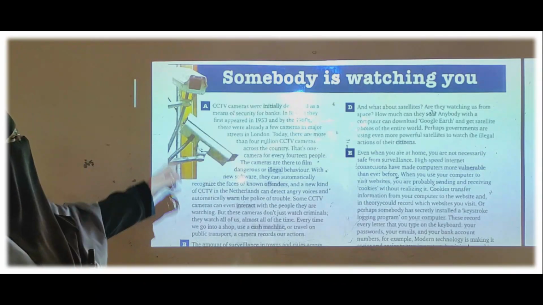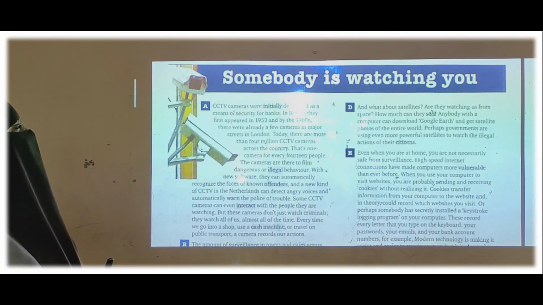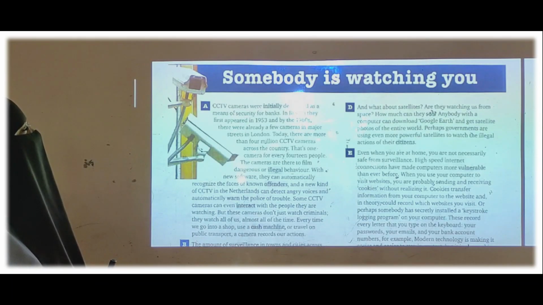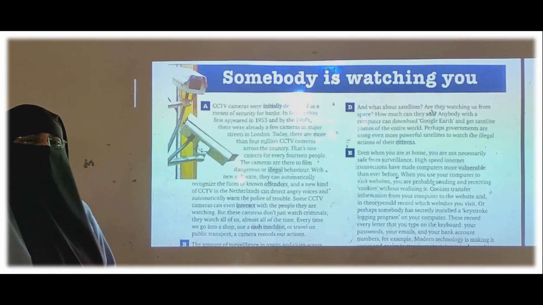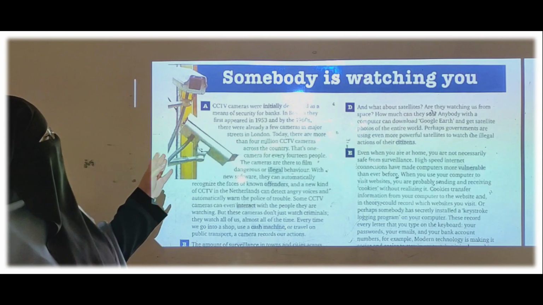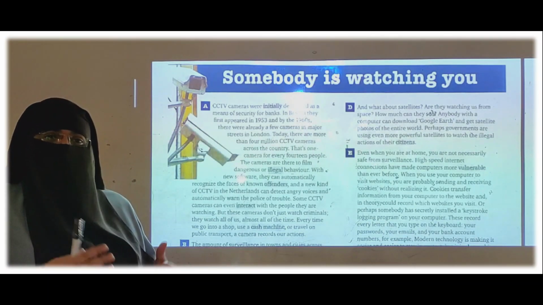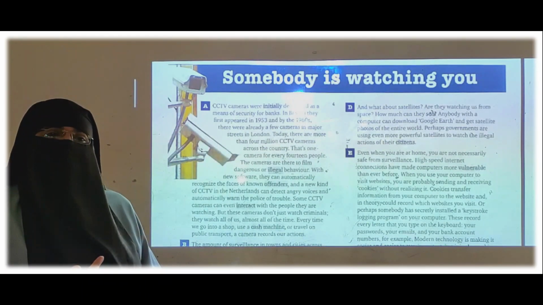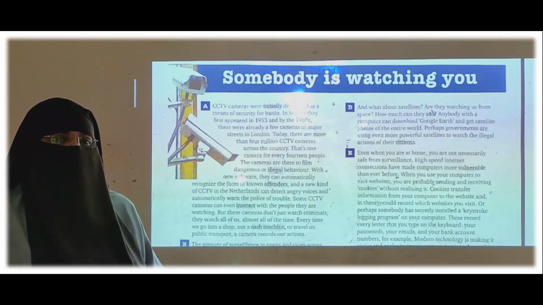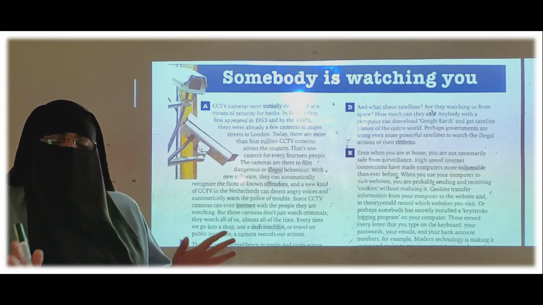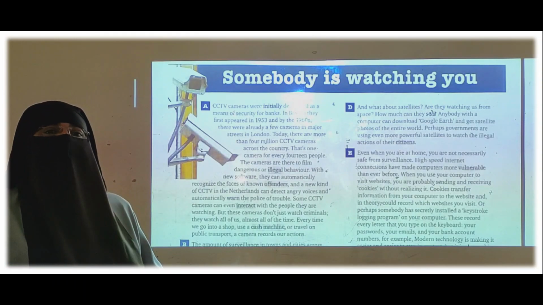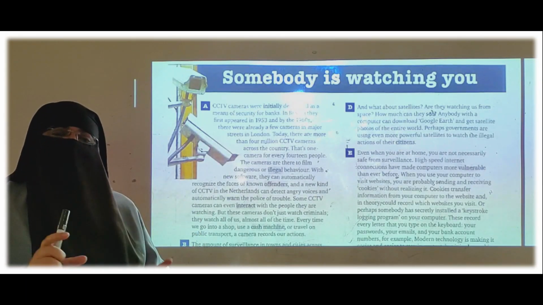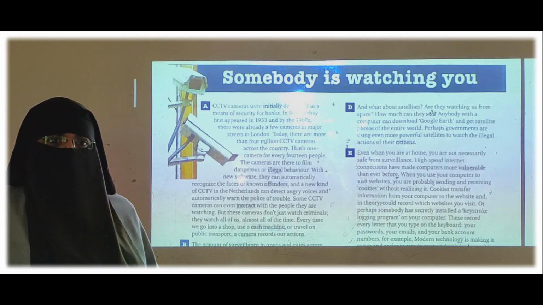From the beginning, article number A says CCTV cameras. What is CCTV cameras? CCTV is an abbreviation for the words closed circuit television cameras, which you can see all over the country here, outside supermarkets, which can film all people in the street or in any place, okay?